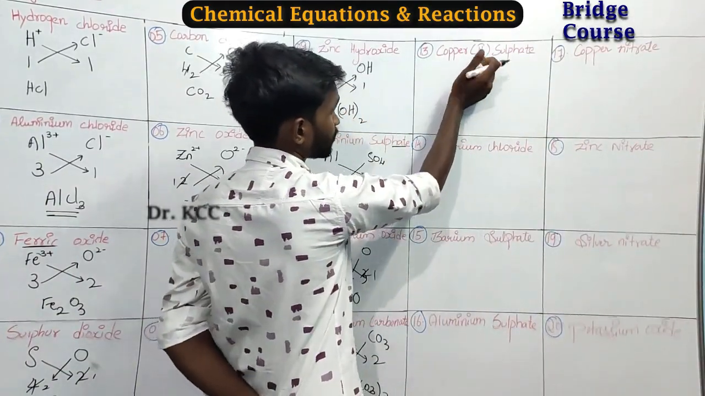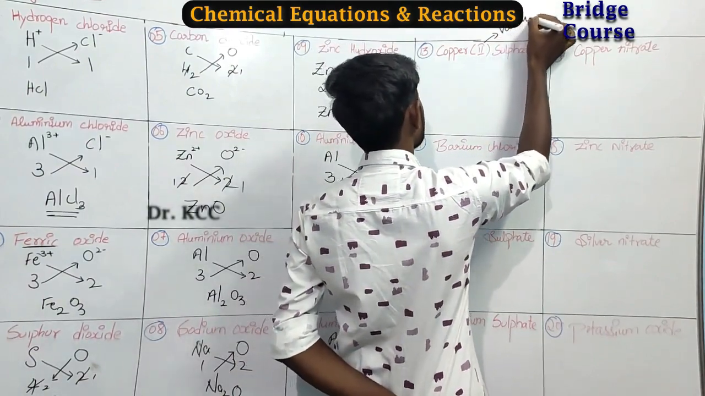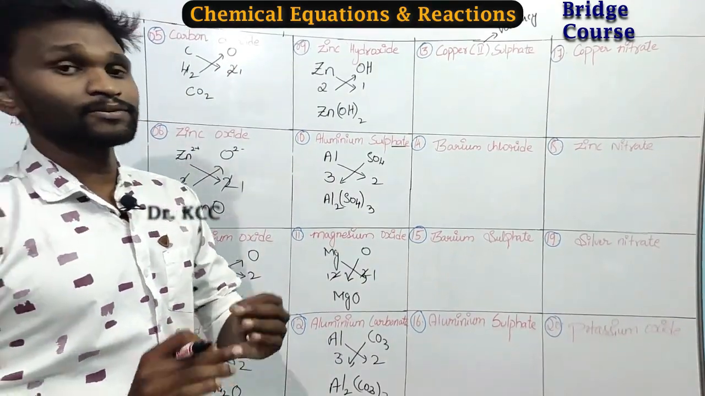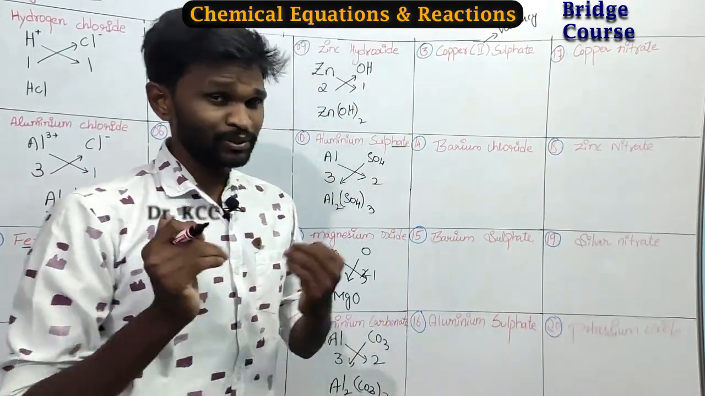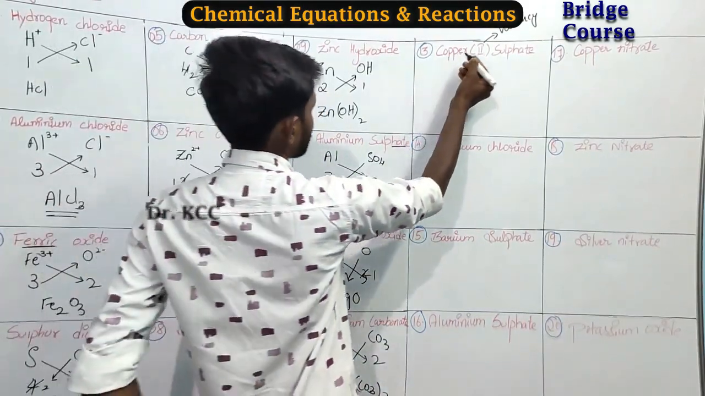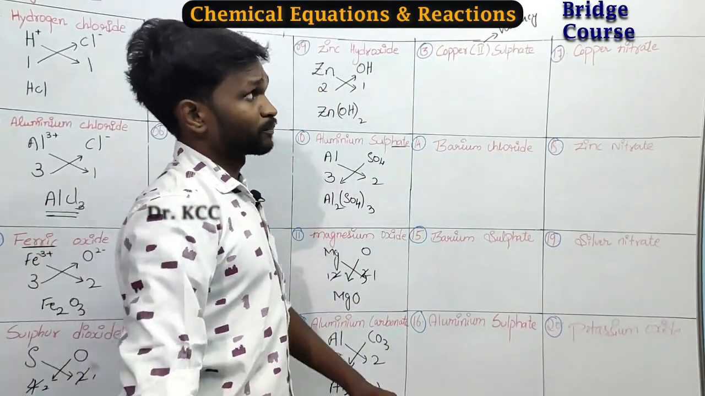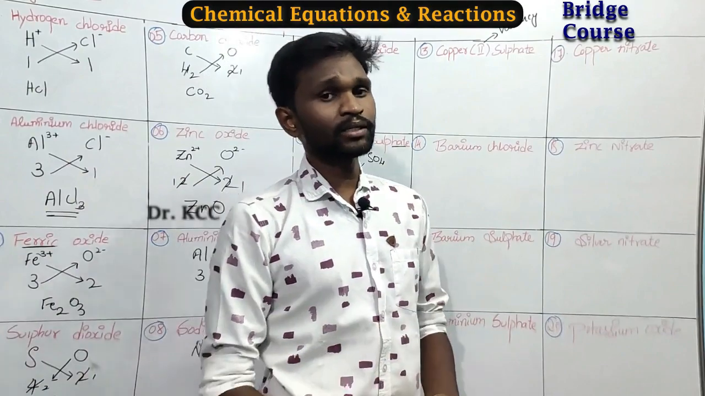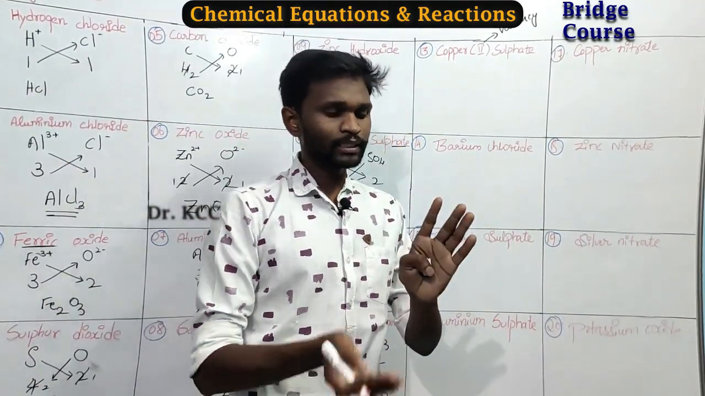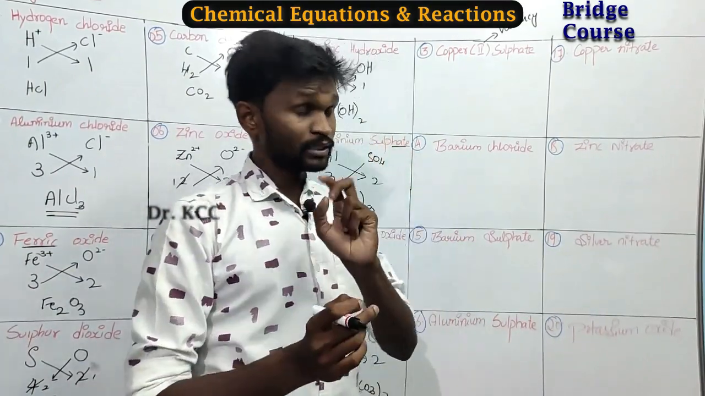Similarly, look here, copper 2 sulfate. Whenever they say copper 2, this Roman number indicates valency. You know that copper can be cuprous or cupric. Cuprous means 1, cupric means 2. Since they have mentioned copper 2, you are supposed to consider the valency as 2. And remember, unless it is mentioned in the question, you are supposed to consider valency 2. You are not supposed to go for 1. Whether it is iron or copper or mercury, consider valency 2.